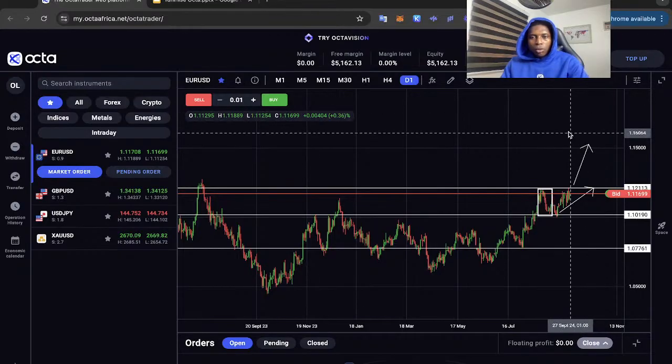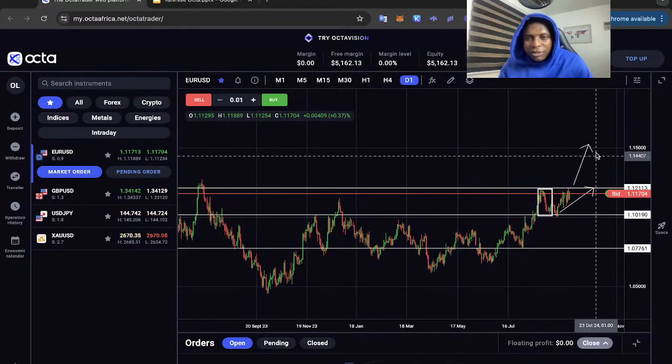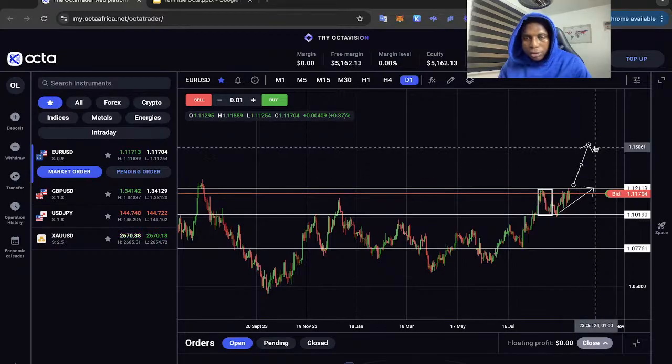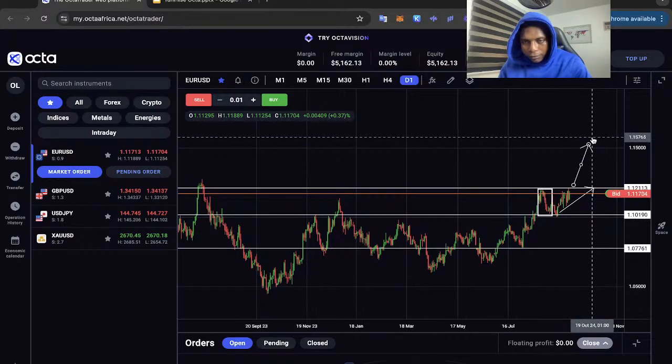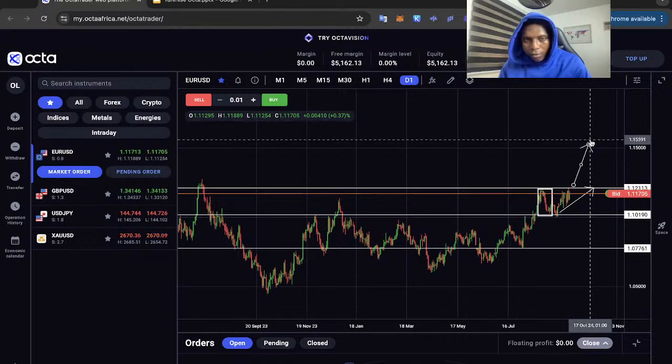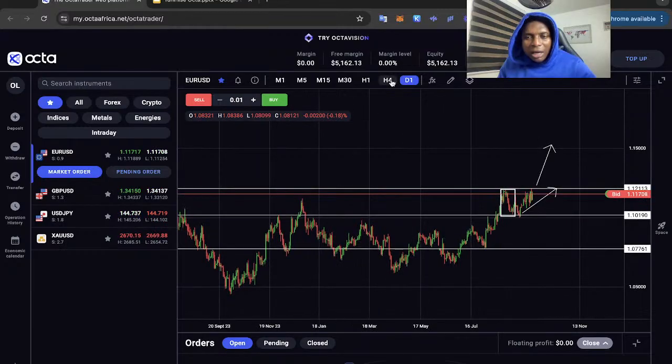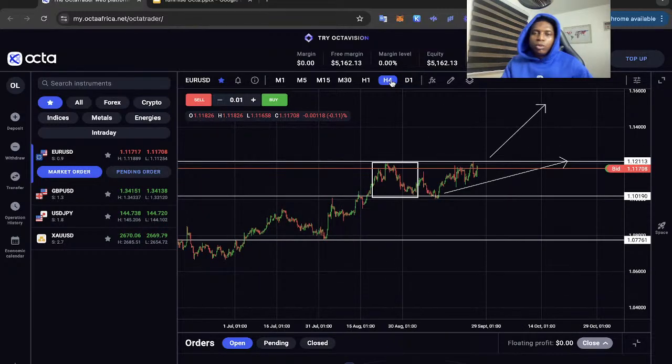Okay, there will be a breakout of this zone and price would push further higher. We would see price pushing further higher into the key level, the next key resistance level. All right, good. Now when we go down to the lower time frame, which is the 4 hours time frame.